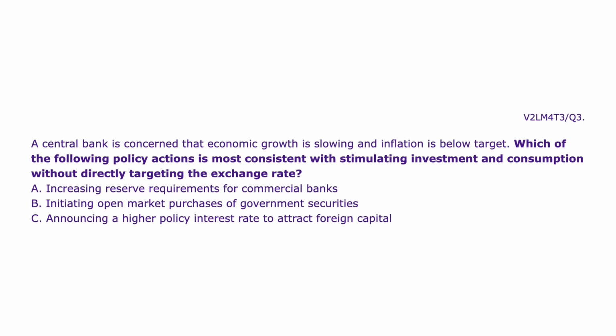A central bank is concerned that economic growth is slowing and inflation is below target. Which of the following policy actions is most consistent with stimulating investment and consumption without directly targeting the exchange rate? A. Increasing reserve requirements for commercial banks. B. Initiating open market purchases of government securities. C. Announcing a higher policy interest rate to attract foreign capital.